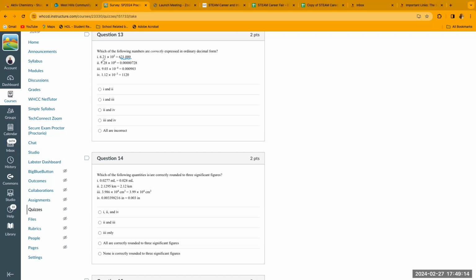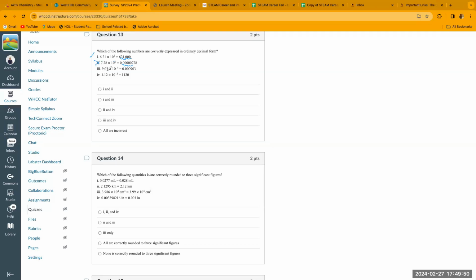What about the next one? Is that correct? No. That isn't correct because this number gets smaller. So it should have a negative value. So then that will be 1, 2, 3, 4, 5, 6. So it should be a negative in front of it. So we know that that one's wrong.